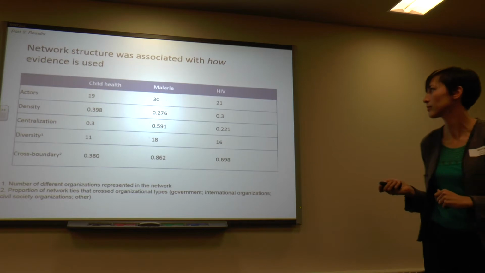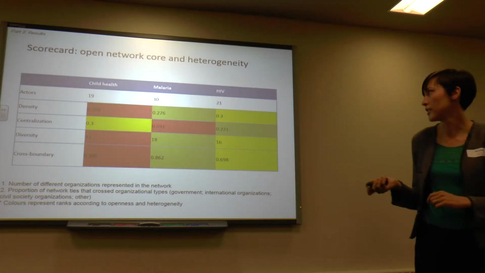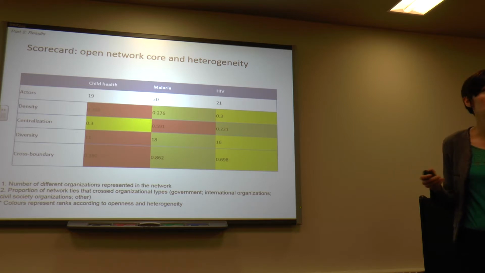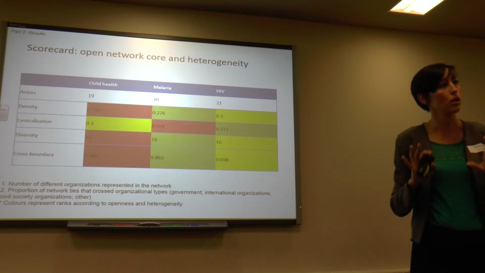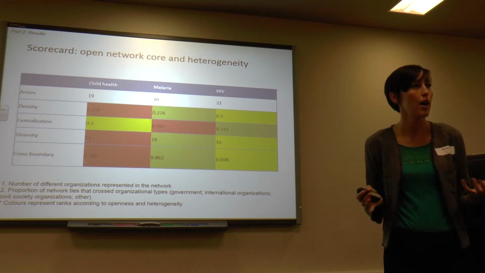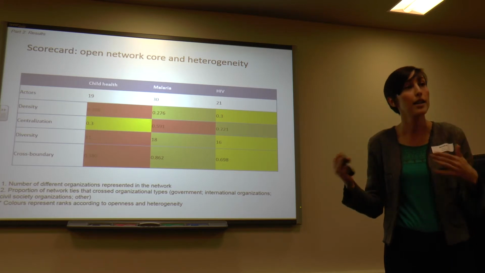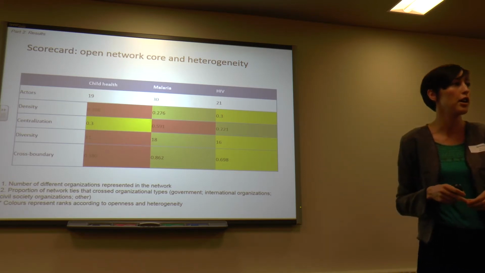Yeah. All right, so this is again the scorecard. So basically what we do see is that decentralization and maybe diversity, openness seem to be associated with network level, so collective level use of evidence. But again, we just have 3 cases. This is kind of nice to move forward with as a research agenda.